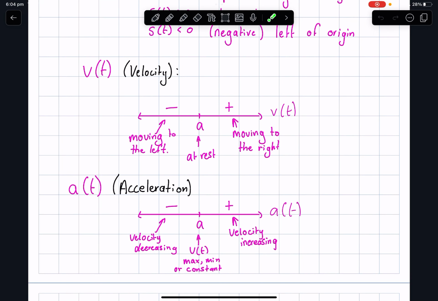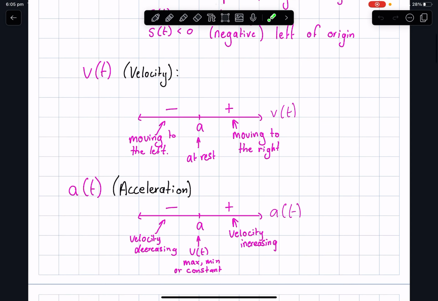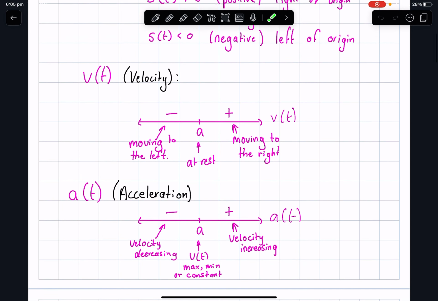And for acceleration, when acceleration equals 0, the velocity is either the maximum, the minimum, or constant at that point. We can work that out. If it's negative, the velocity is decreasing. And if it's positive, then the velocity increases. Okay, so there's a fair bit of information there. And the more you utilize these sign diagrams, the easier life becomes and it'll start clicking.